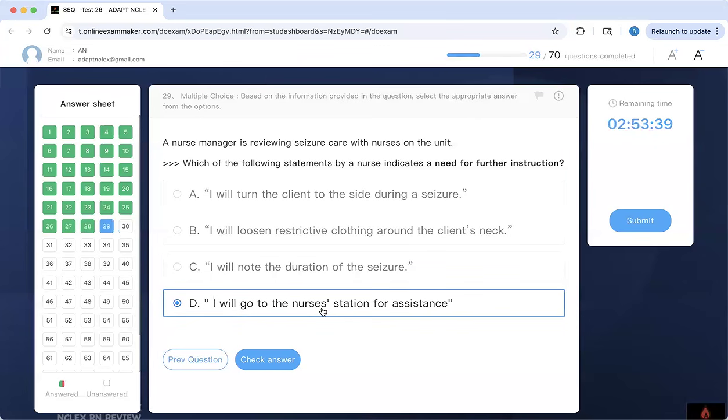D is the right answer. Why? When somebody is having a seizure, you should not leave them. It looks like a good answer choice, but it's not. It's bad. You need further intervention. You should stay with the patient, let somebody call for help, or use the alarm bell to call for help. But don't go to the nurse's station and call people.